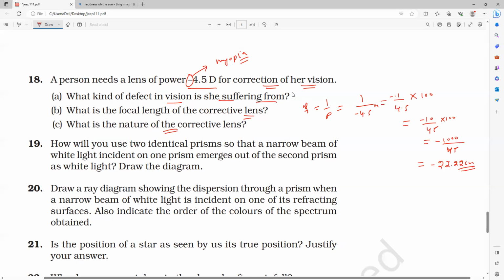Next, what is the nature of the corrective lens? Diverging lens, because the focal length is negative and the power is also negative.